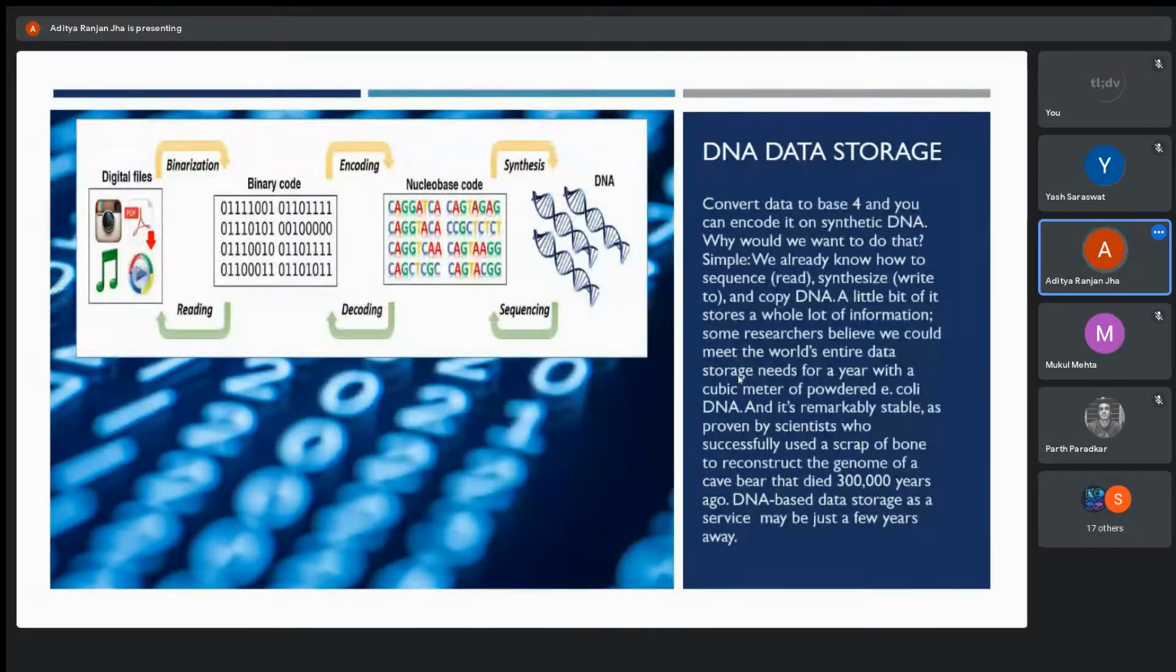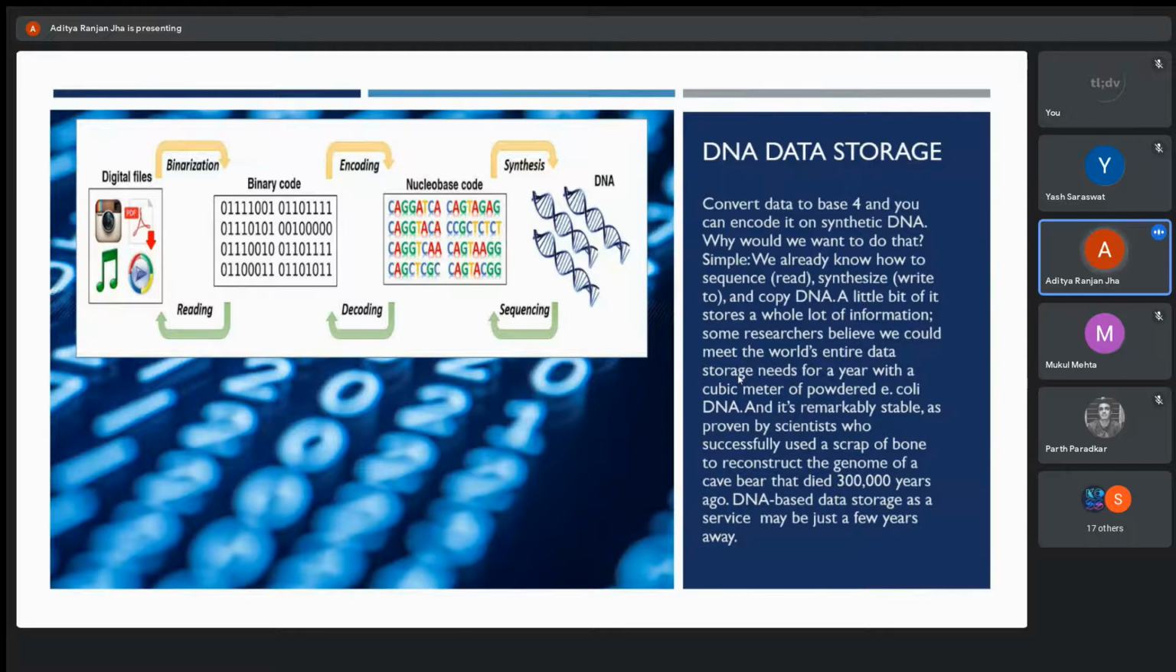Next, I'll not delay much. I'll be talking about DNA data storage. I talked about this in one of the previous slides. Actually, I didn't talk about it. Sorry, I wrote it in the slide and forgot to mention it.